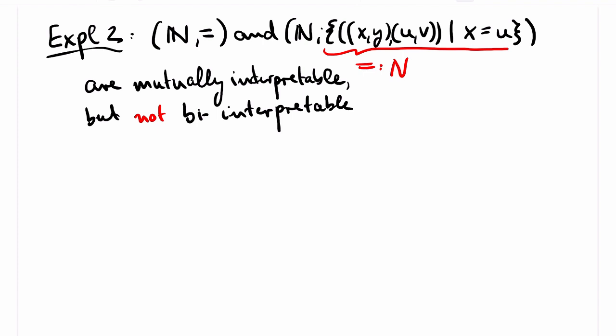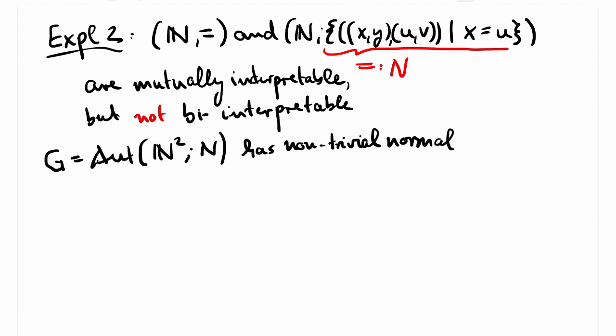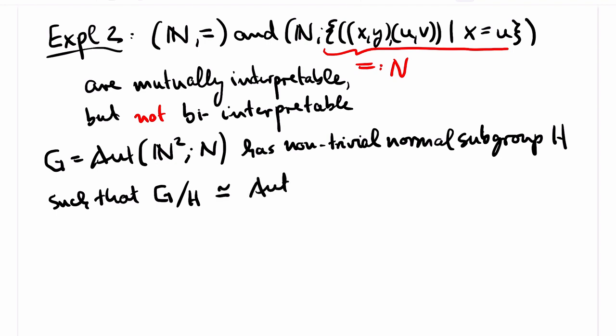To see that the two structures are not bi-interpretable, we consider the automorphism groups of the two structures. Note that the relation N is an equivalence relation with infinitely many infinite classes. The second structure has an automorphism group G with a non-trivial normal subgroup H, namely the subgroup of all permutations that fix each equivalence class of N setwise. By non-trivial, I mean that it has more than one element. It is easy to see that the quotient of G by H is the full symmetric group on a countably infinite set. The automorphism group of the first structure is the full symmetric group on N.